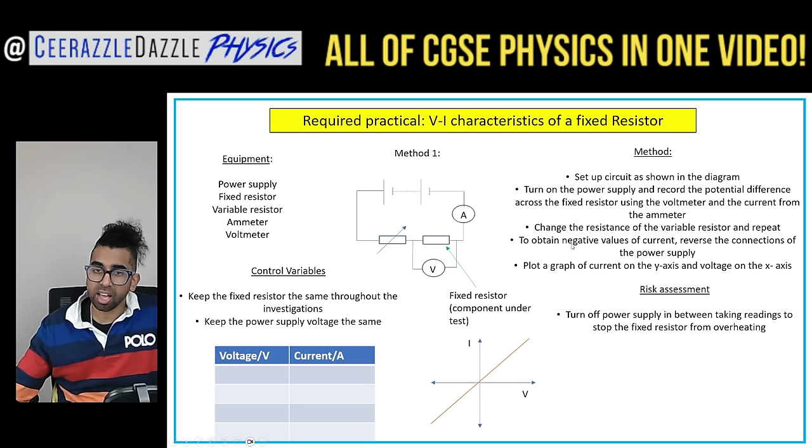There we go. Control variables: keep the fixed resistor the same throughout the entire investigation. Keep the power supply voltage the same each time. You're only changing the variable resistor over here, and recording the voltage and the current of the fixed resistor. Then if you were to plot the graph, you'll recognize that you get a straight line relationship between the voltage and the current over here. Risk assessment: turn off the power supply in between readings to stop the fixed resistor from overheating as well.